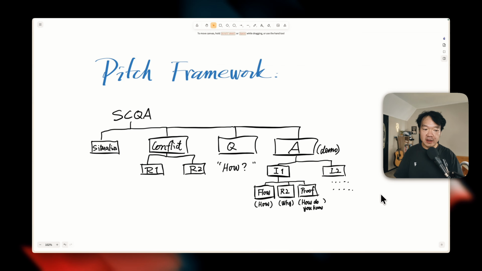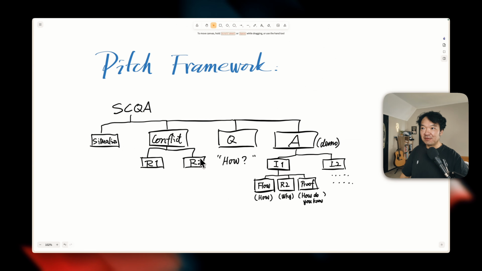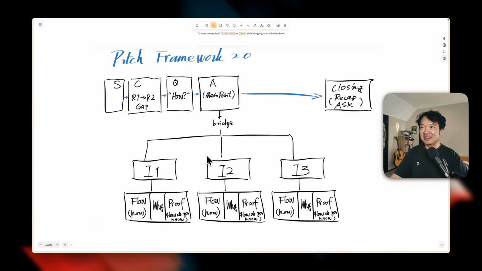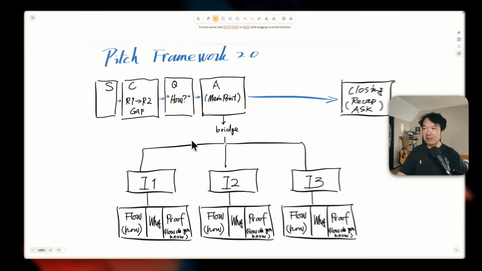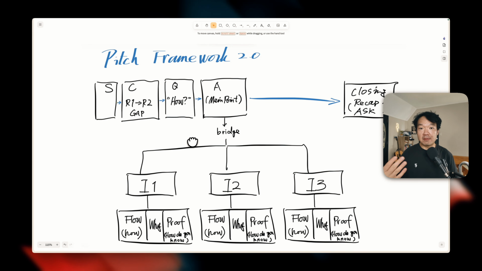How this can work. I mapped this framework, and this is the first version, and then I got the second version, which is the pitch framework 2.0 that I suggested. And also, if I'm going to pitch to other people, to my clients, I will use this framework. So start with C. C is the situation. C is the scope. So it can narrow people's attention down to a specific problem or setting.